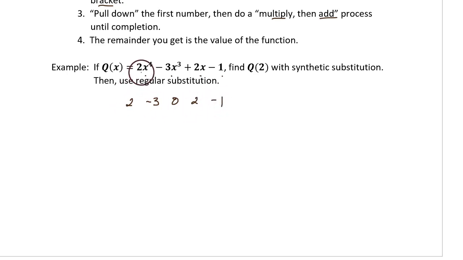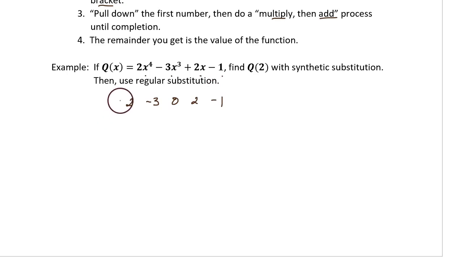Look where these numbers are coming from. Here's the 2. Here's the negative 3. There's no x squared term, so there's 0 in as a placeholder. It's kind of like having 0x squared. And then here's the 2, and then here's the negative 1.